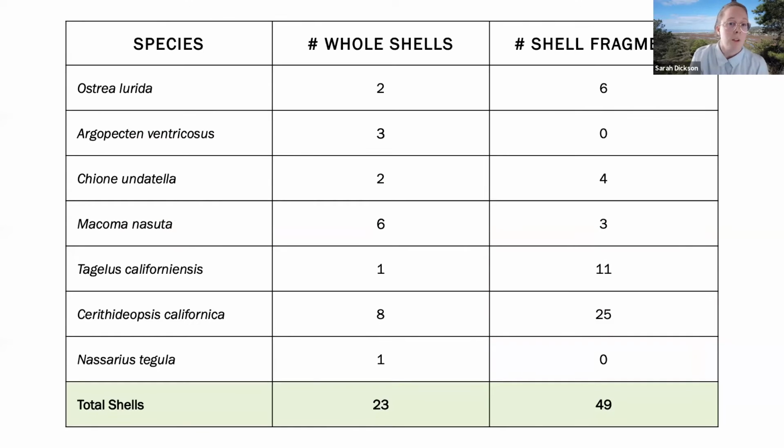This table shows the number of shells that were identified by species, and the main thing that I want to know about these shell counts is the number of whole versus fragmented shells. There are about twice as many shell fragments as whole shells. This could be in part due to our coring and core splitting process, but could also be the result of breakage during reworking prior to burial.